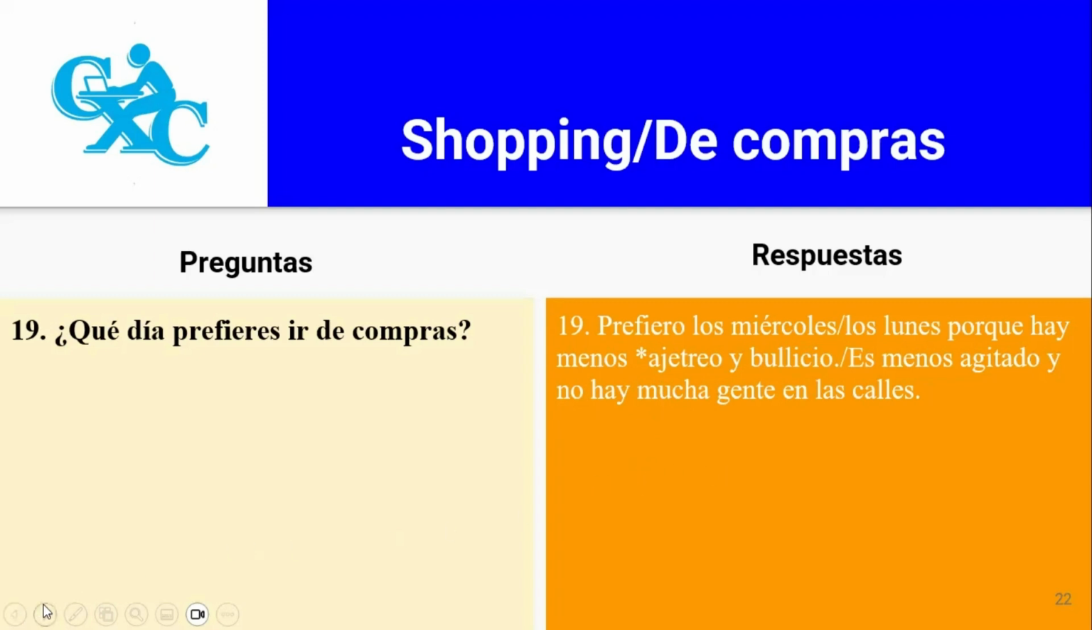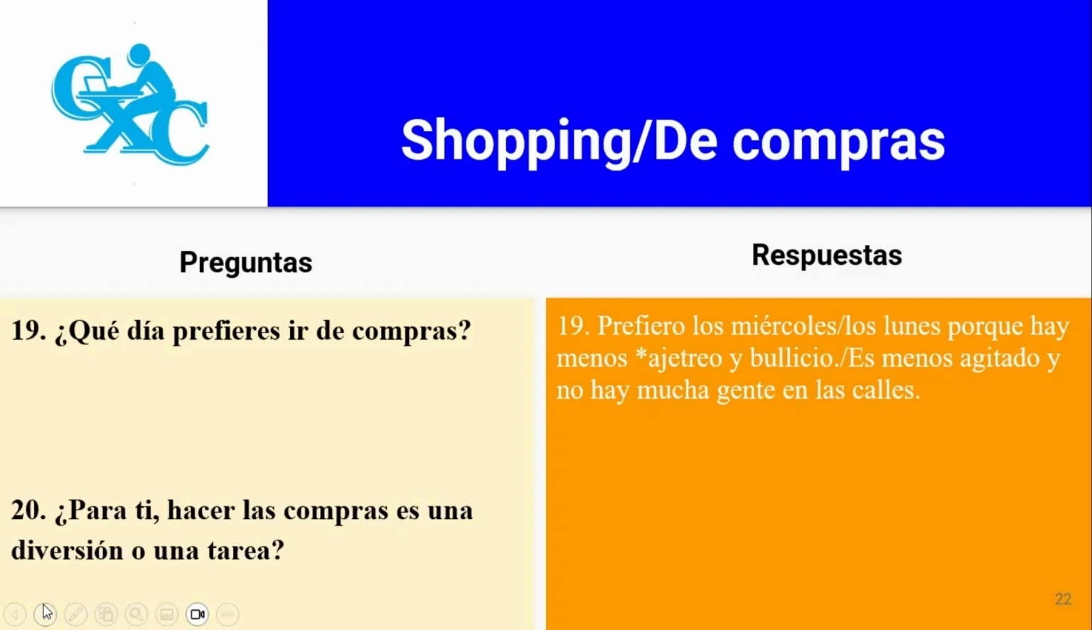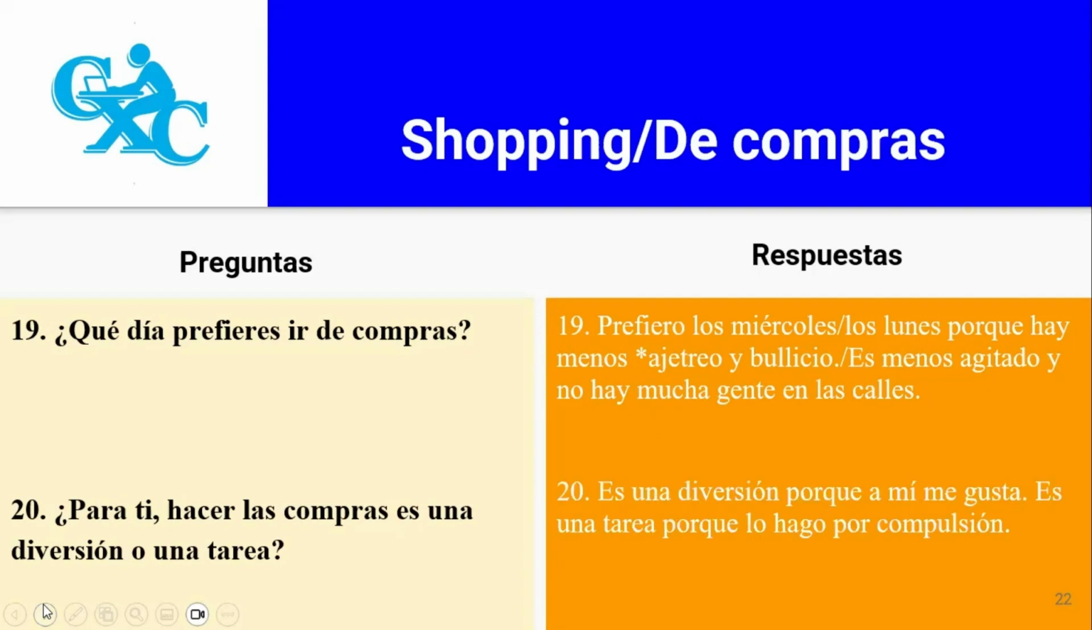Muy bien. Para ti, ¿hacer las compras es una diversión o una tarea? Es una diversión porque a mí me gusta. Es una tarea porque lo hago por compulsión. Okay, so if it is something that you like, you say, es una diversión porque a mí me gusta. Es una tarea porque lo hago por compulsión. So, I love it. Yeah, me too. Yo también. So, para mí es una diversión porque a mí me gusta.